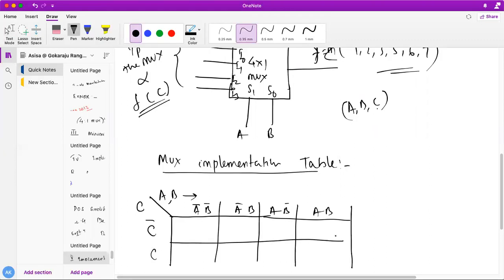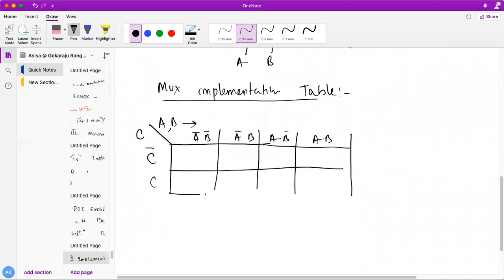So this is the mux implementation table. You need to find out these positions. This position is A bar, B bar, C bar, which is 0. This will be A bar, B, C bar, which is 0, 1, 0, so this is actually 2. Next, A, B bar, C bar is 1, 0, 0, which is 4. A, B, C bar is 1, 1, 0, which is 6. Then this is A bar, B bar, C, which is 1.